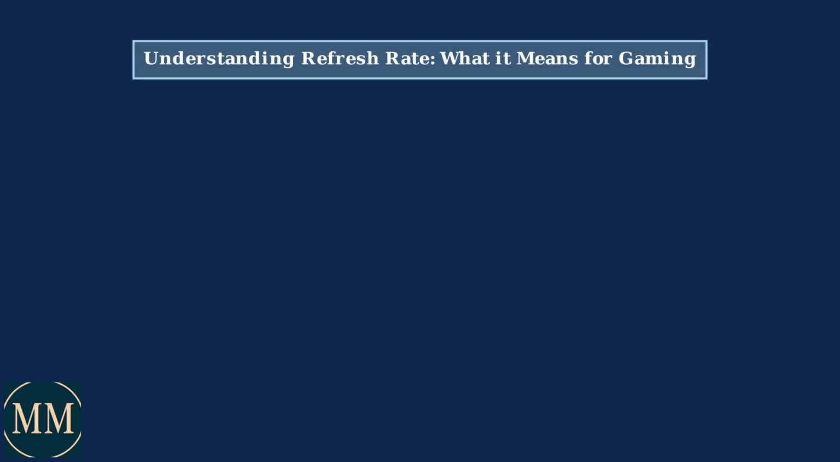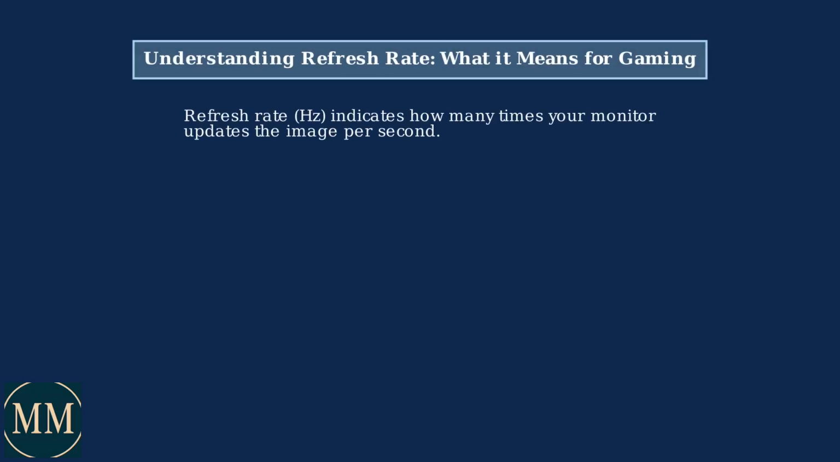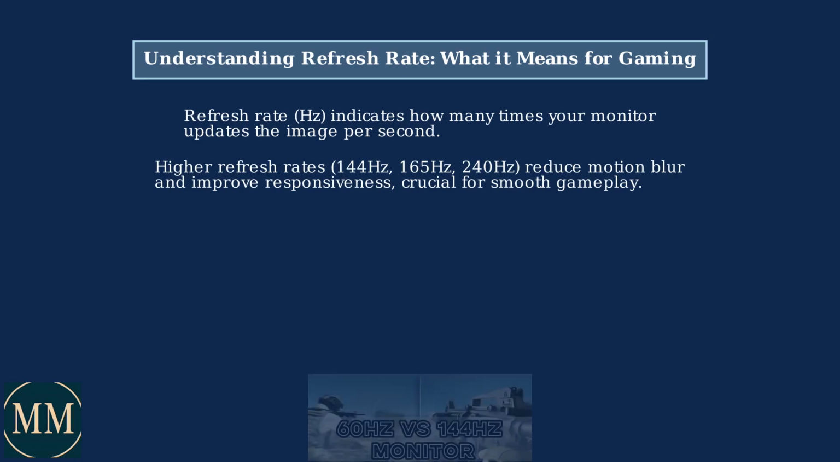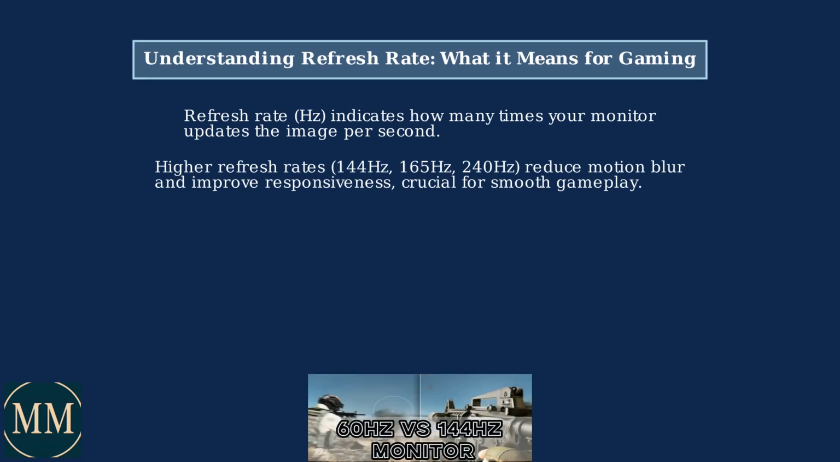Refresh rate, measured in hertz or Hz, tells you how many times per second your monitor updates its display. This directly affects how smooth and responsive your gaming experience feels. Higher refresh rates like 144 Hz, 165 Hz, and 240 Hz significantly reduce motion blur and make gameplay more responsive, which is especially important for fast-paced competitive gaming.